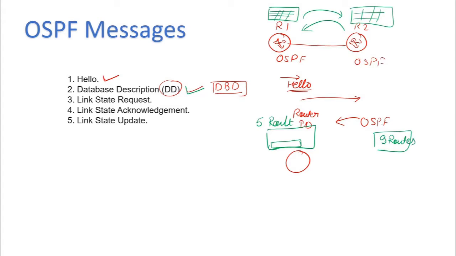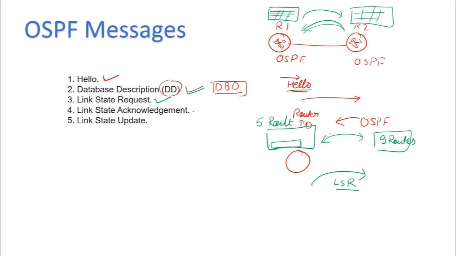Whenever they share the database with each other, from R1 to R2 and R2 to R1, they observe some differences. R1 sees that its database is smaller while router 2 has more. So to get the remaining routes, it sends a link state request. It generates an LSR asking please send me the remaining routes. This is just an extra request. First it has shared the database, but still some routes are missing, and for that the request is generated, which is called the LSR.